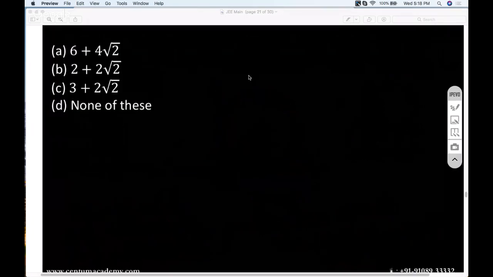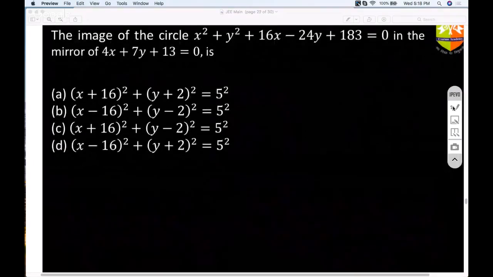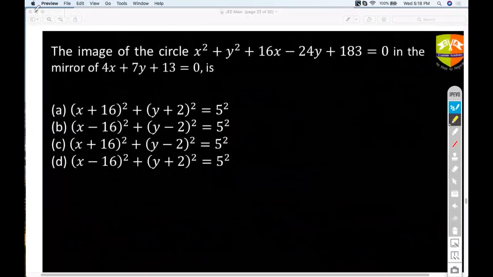All right, let's move on to the next one. Question 22. Find the image of this circle in the mirror 4x plus 7y plus 13 equal to 0.